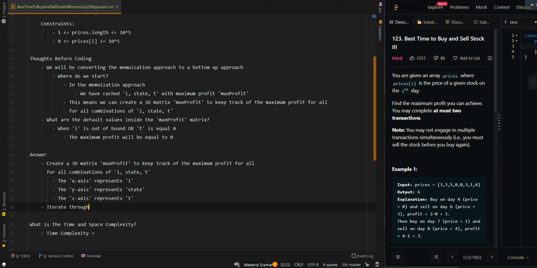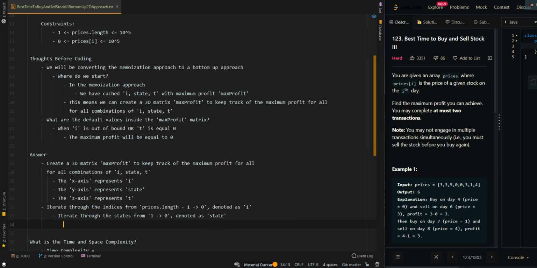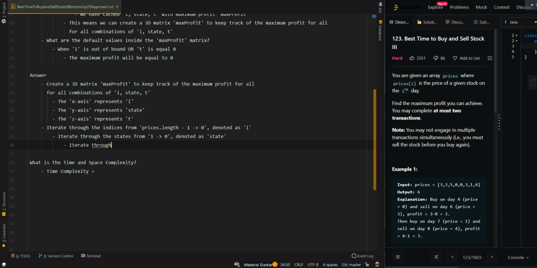Now we want to iterate through the indices from prices.length minus 1 to 0, denoted as our current index i, and then we want to iterate through the states from 1 to 0, denoted as state, and then iterate through the transactions from 1 to 2, denoted as t. We do not need to iterate from 0 because when t is equal to 0, the max profit is going to be equal to 0 anyways, and our matrix has default values of 0.